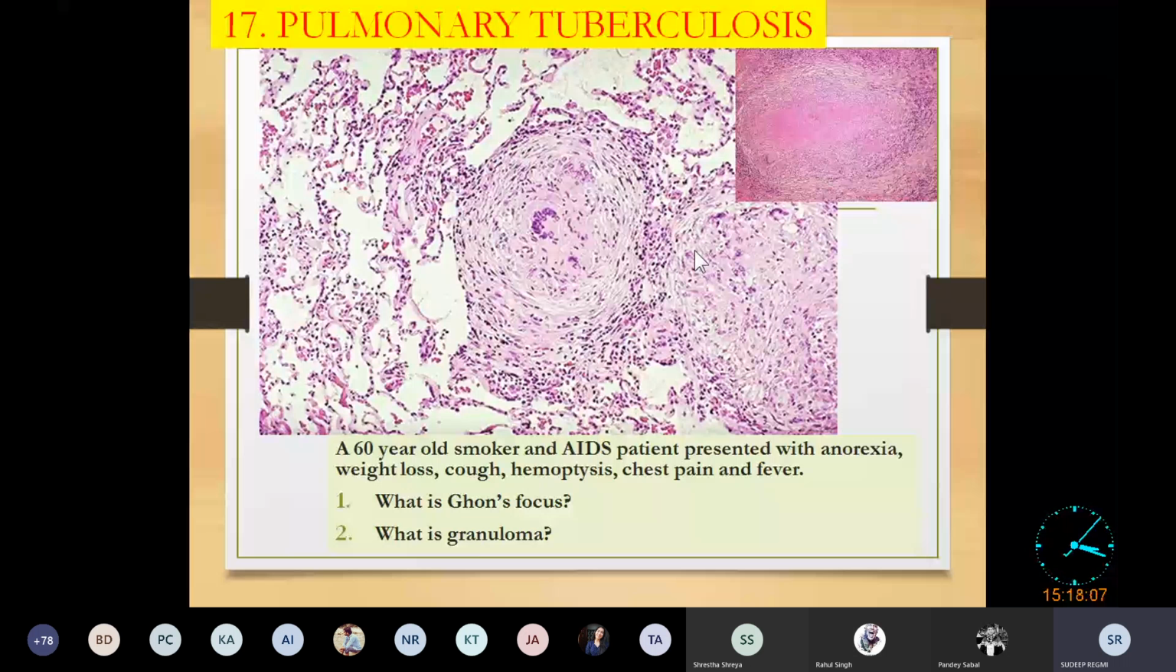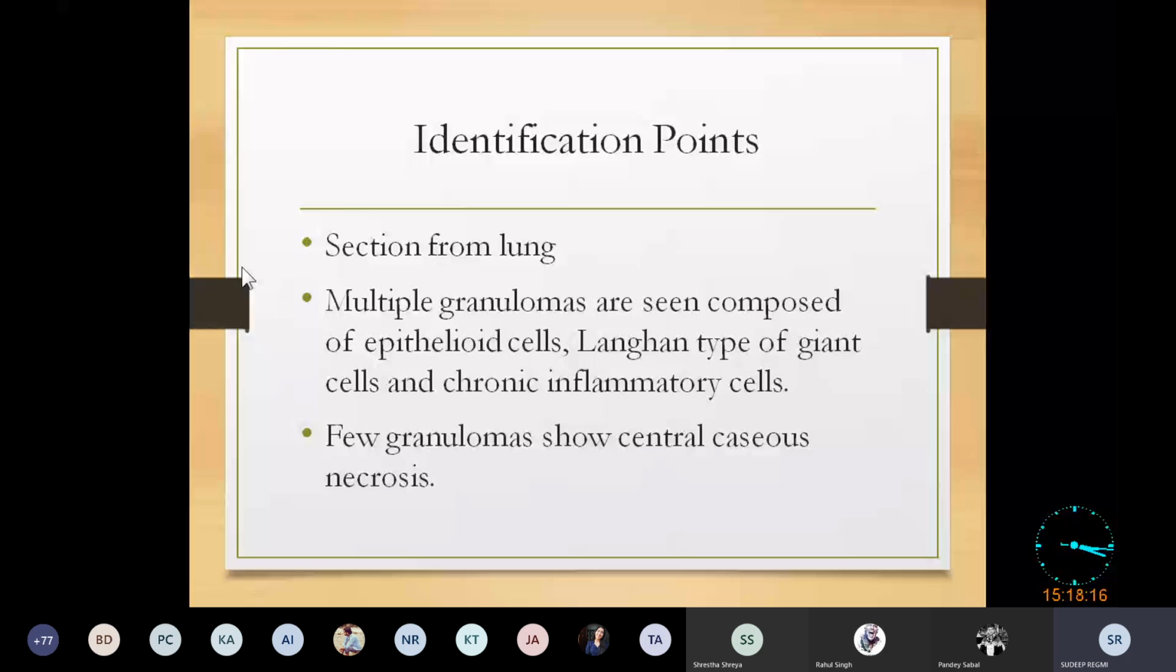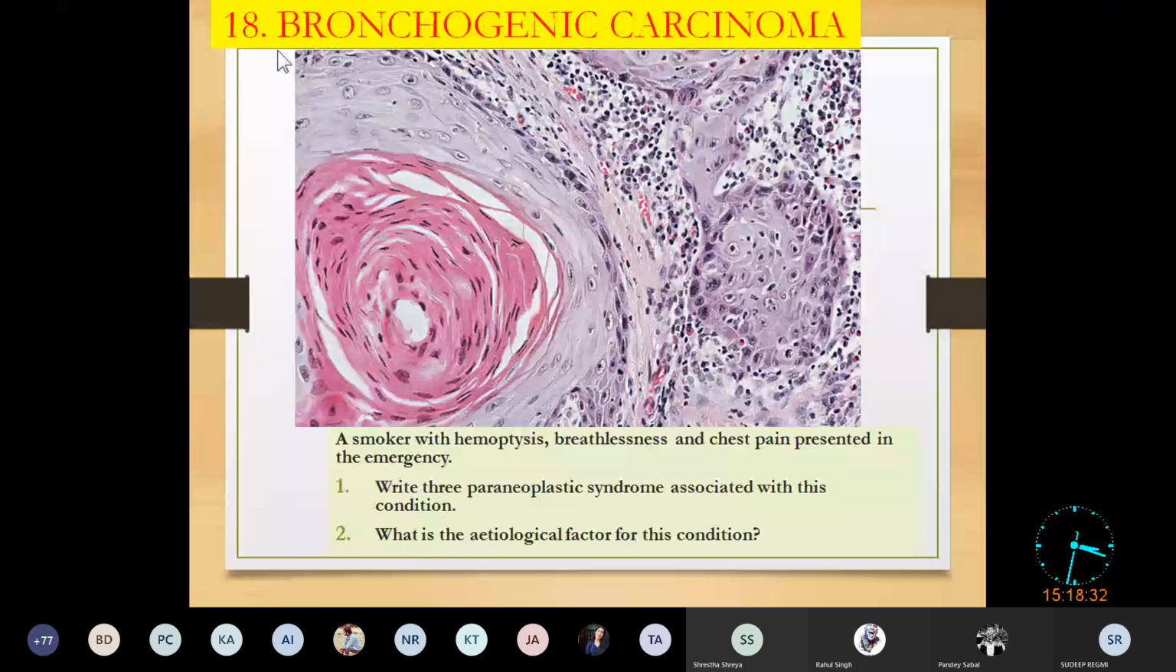And what is a granuloma? This we have already discussed. So this is a section from the lung. Multiple granulomas are seen, composed of epithelioid cells, Langhans type giant cells, and chronic inflammatory cells. Few granulomas show central caseous necrosis. So this is a feature of tuberculosis of the lung. Okay, 18th slide. Please describe this.